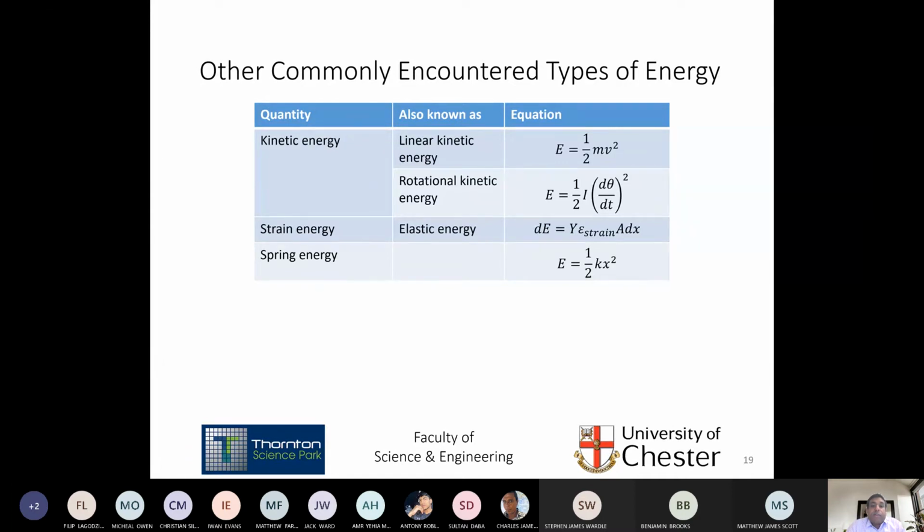Likewise, we can also have strain energy. Strain energy is also known as elastic energy. When a material is stressed, it has strain. If this strain is given as epsilon, and this material has a Young's modulus Y and the area of cross section A, and the length of elongation is dx, then the strain energy stored in a material which has been stressed by dx is epsilon Y A dx.